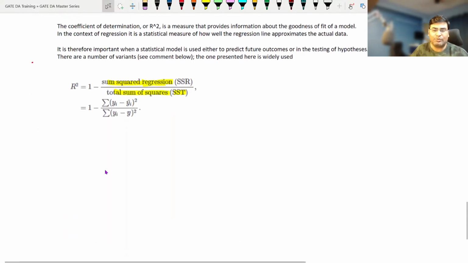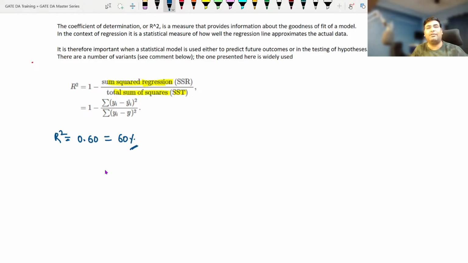Suppose R square comes out to be, hypothetically, let's say 0.60. In percentage, it is how much? 60%. What is the interpretation of this? Anyone? Can you write in the chat? What does R square 60% mean?